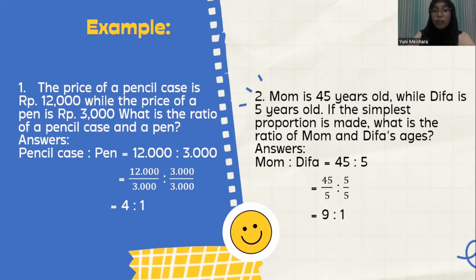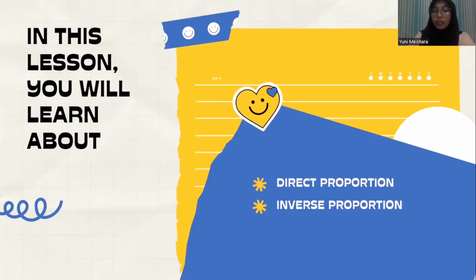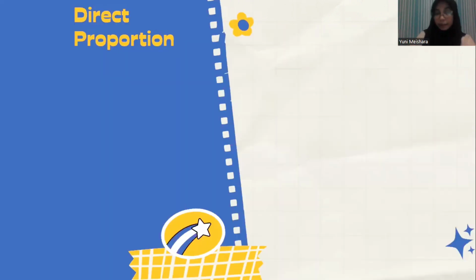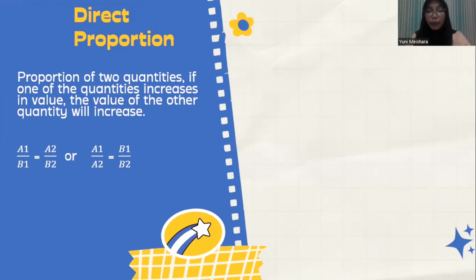Okay, let's move on to the next material. This proportion has several types, including direct proportion and inverse proportion. We will discuss them one by one. Okay, direct proportion is a proportion of two quantities where if one of the quantities increases in value, the value of the other quantity will increase.